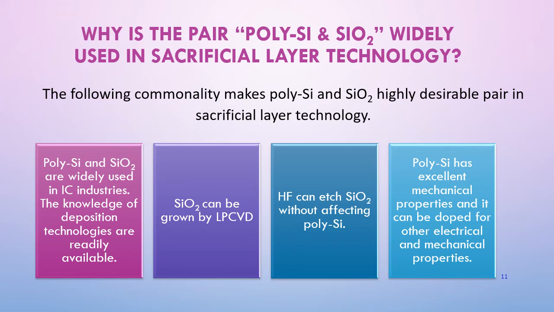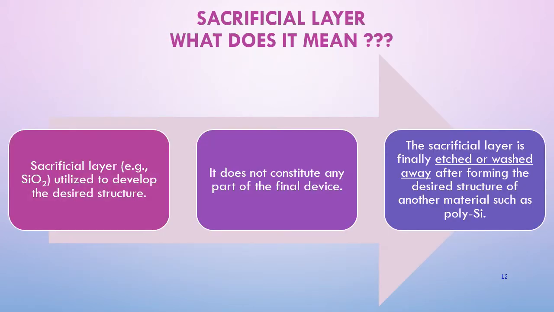So polysilicon and silicon oxide are a good pair in terms of the sacrificial layer and the structural layer. So what is the sacrificial layer actually? The sacrificial layer, for example silicon oxide, is utilized to develop the desired structure. Usually it supports the final structure that we want to fabricate.